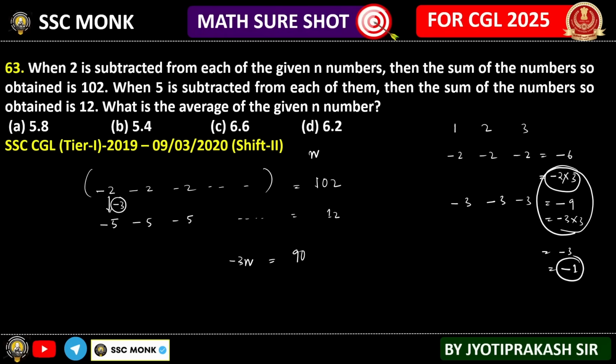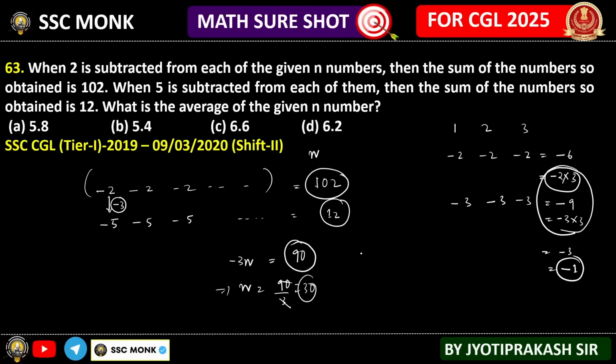So when I'm taking out 3 from each number, how much am I taking out in total? 90 I'm taking out. So what is the total number? 90 by 3, that is equal to 30. So total 30 numbers are there. So when I am taking out 2 from each, I am getting 102. When I am taking out 5 from each, I am getting 12. That's all. Yes. Now it is asking what is the average of the given n numbers.